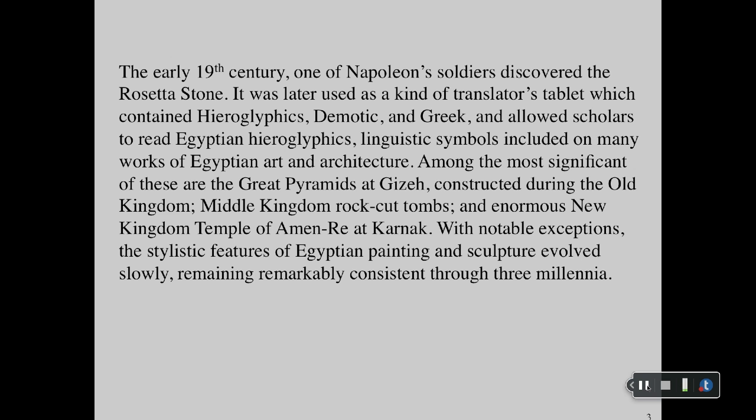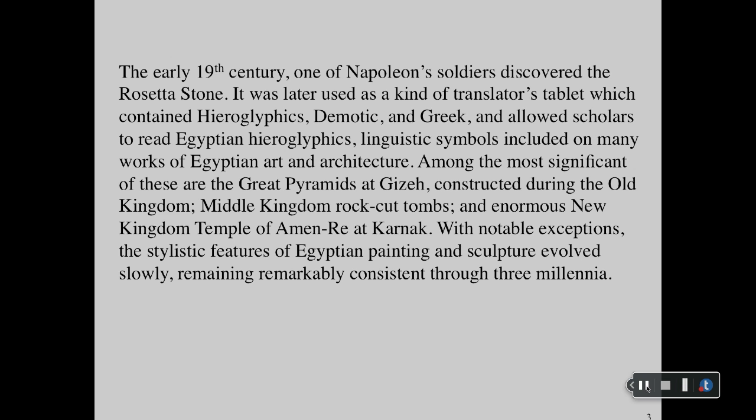In the early 19th century, one of Napoleon's soldiers discovered the Rosetta Stone. It was later used as a kind of translator's tablet which contained hieroglyphics, Demotic and Greek, and allowed scholars to read Egyptian hieroglyphics. Linguistic symbols are included on many works of Egyptian art and architecture.